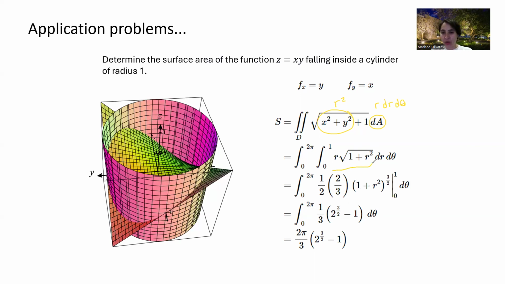This integral has to be solved using the method of substitution. Our u has to be 1 plus r squared, and du is going to be 2r dr. With this substitution, you can solve the integral, and you get what we have here inside. Okay? This is the numerical value, and again, the meaning of that is the amount of material that we have in this surface here. Okay?